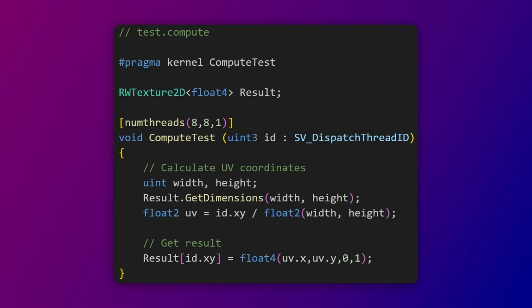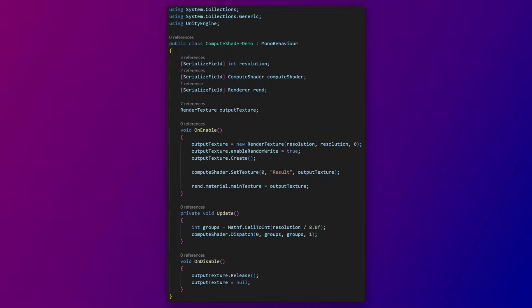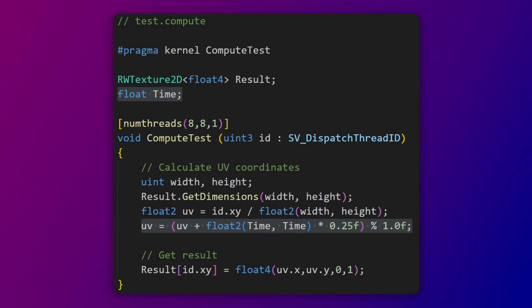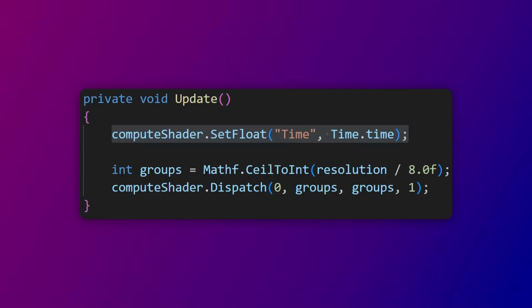I've never made a compute shader before, so I made this simple one which just generates a gradient texture. I then created this script to run the compute shader and render the result texture. Here you can see the result, but it's pretty boring. I made it a bit more interesting by adding a time property to it. Now it should move and repeat the pattern over time. I set this time property from the demo script to make it work. Now it moves. It's still boring, but it's good practice.